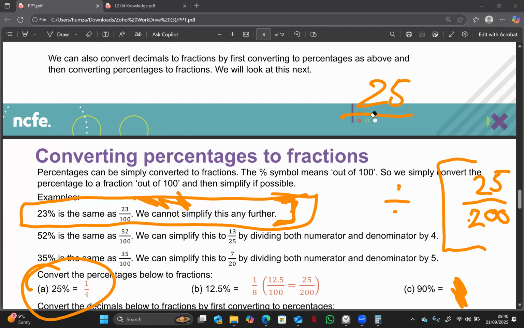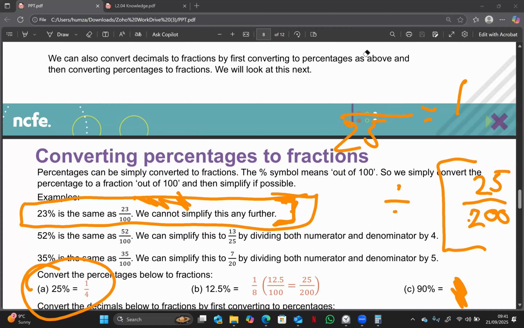So you can divide it by five, right? 25 divided by 5 is 5. Okay. But there's a bigger number than this you can divide it by. What if we divide it by 25? What's 25 divided by 25? 1. Exactly. Now what's 200 divided by 25?